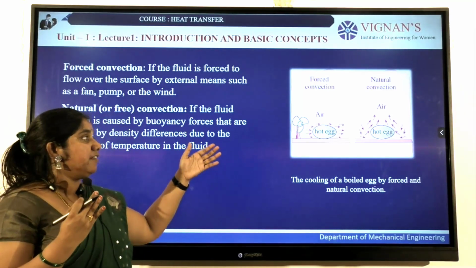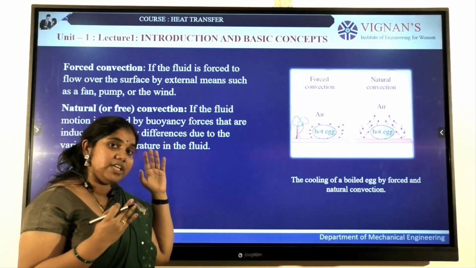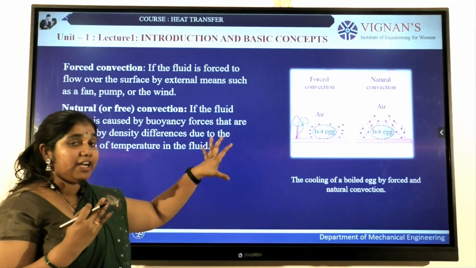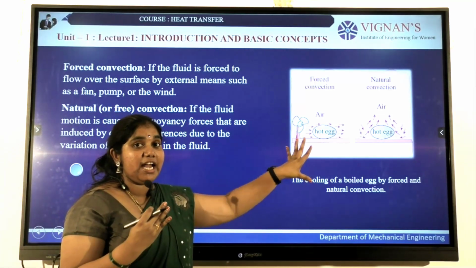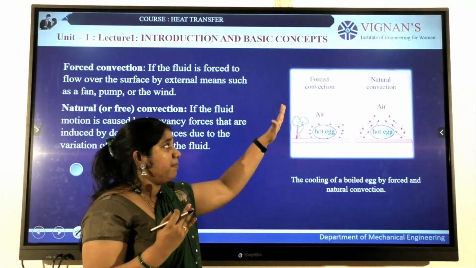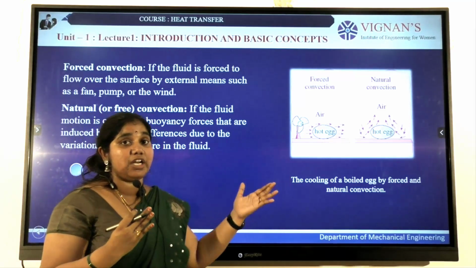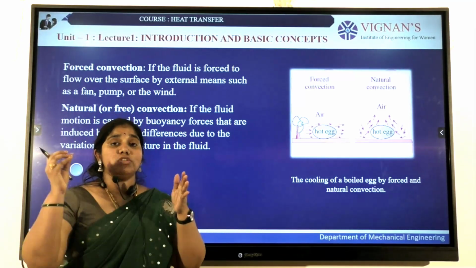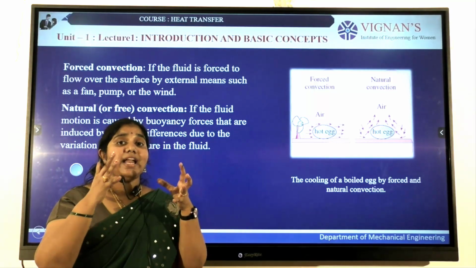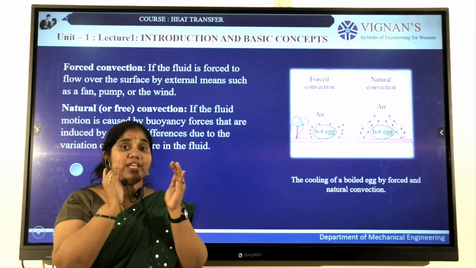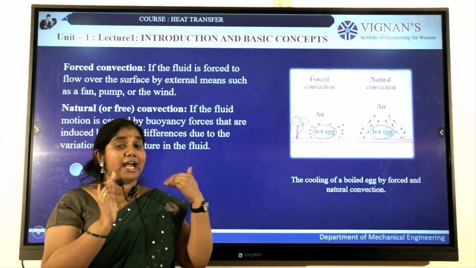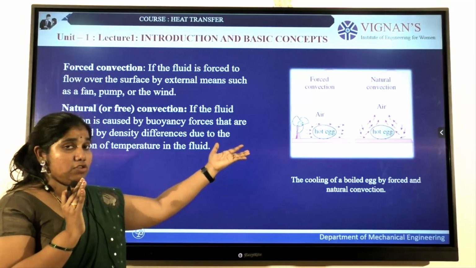With phase change, we have boiling and condensation, which we have seen in the last slides. Now we will see the main convection, which is divided into forced convection and natural or free convection. Here the name itself indicates what forced convection is. If you consider an object and you are forcing some air on it, with a fan or something, then there will be a change of temperature between that particular object and the surroundings. That we call forced convection.